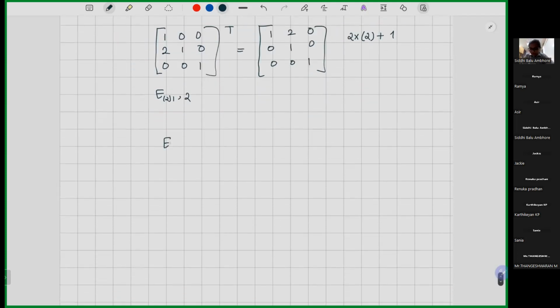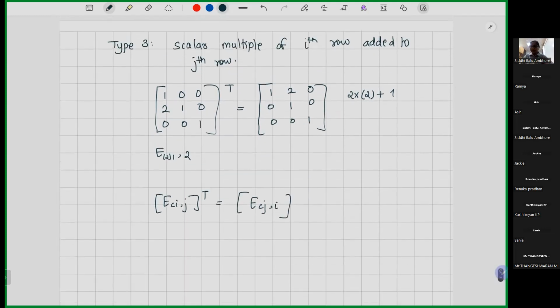So if I have this E i,j, its transpose is in fact E j,i. So what we are doing now is multiplying the second row by 2 and adding it to the first row. That is what is happening here. Is it clear? Any doubts here?